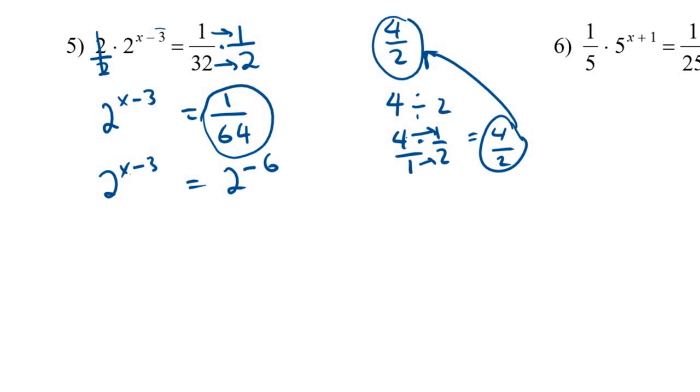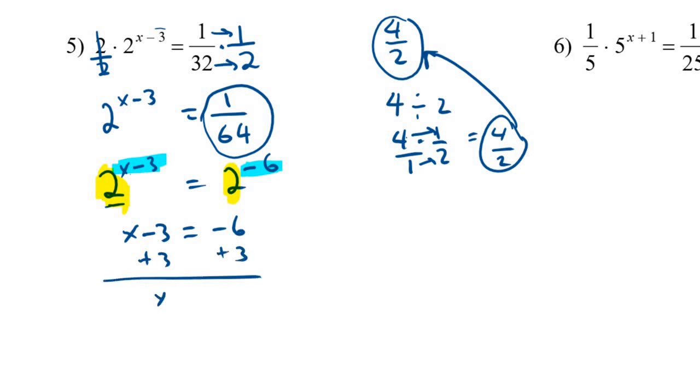And so we have the same base. This is a base of 2. The same base is 2. Then we're ready to make the exponents equal to each other. So it will look like this: x minus 3 equals negative 6, and adding 3 to both sides will give you x equals negative 3. That is the answer to that.